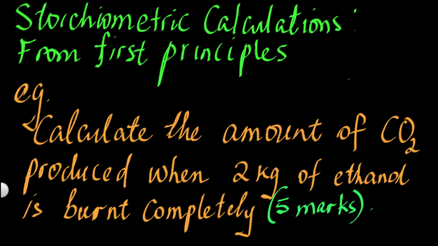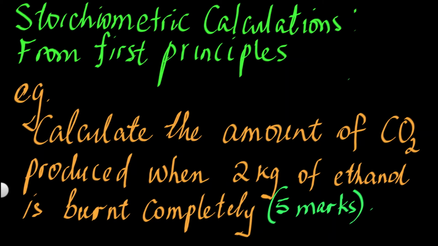In a previous video, I explained how to do stoichiometric calculations, and in that example, I converted masses to moles and then converted the moles back to masses. That is another way of doing stoichiometric calculations, especially when you want to calculate the amount of products produced or the amount of reactants used or required. In this video, I'm going to do the same calculation using first principles.